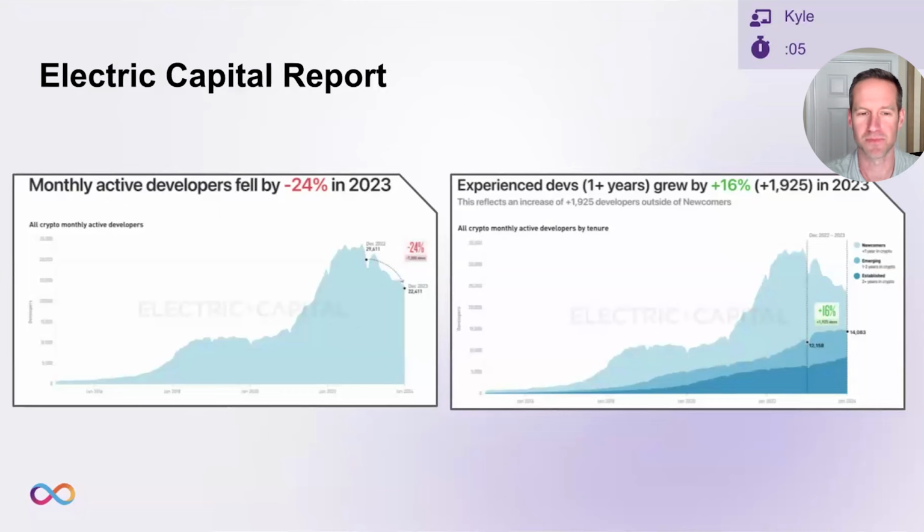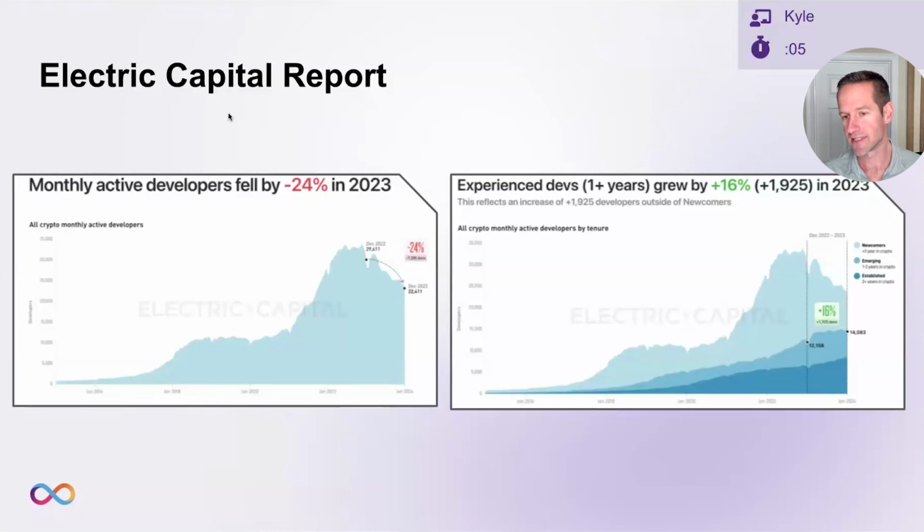Thanks. The Electric Capital report is pretty much the industry standard on developer reporting. They came out a couple weeks ago with their 2023 report. Just to highlight a few things, first of all, you can see on these two charts, in terms of the industry, we saw developer growth fall off by 24%. That's the first time our industry has seen any significant decline in developers. So this is kind of a new phase, I guess you might say, for our industry.